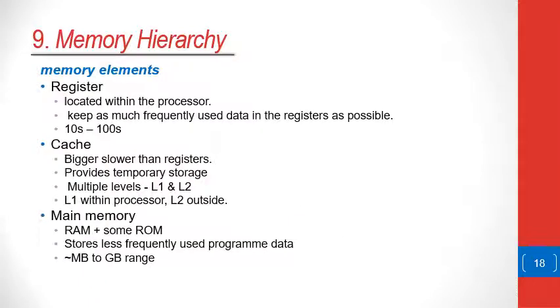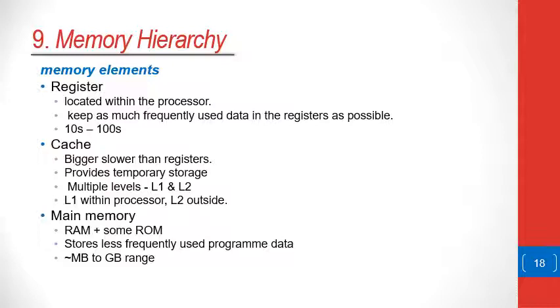Some of the different types of memory include registers. Registers are located the closest. In fact, they are within the processor itself, and they keep frequently accessed data that needs to be used by a processor from time to time. And the number of registers is quite small. They can be as small as tens or in the hundreds in terms of their numbers.